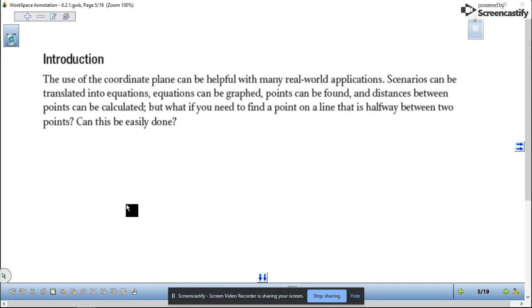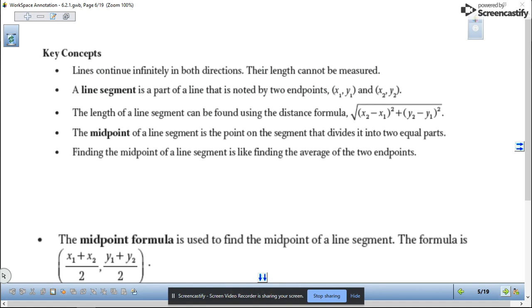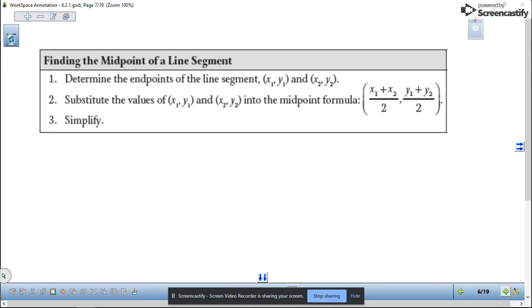Partitioning means you're cutting it into some ratio, or you're finding some point in between the two endpoints. Now, there's one very specific one that is very easy. It's the easiest one of all, and that's the midpoint, finding the halfway point of a line. But we can also find really any point that is in between by using some specific rules. Make sure you're paying attention. It's pretty easy, but getting the midpoint first is great because that'll help you with the partition.